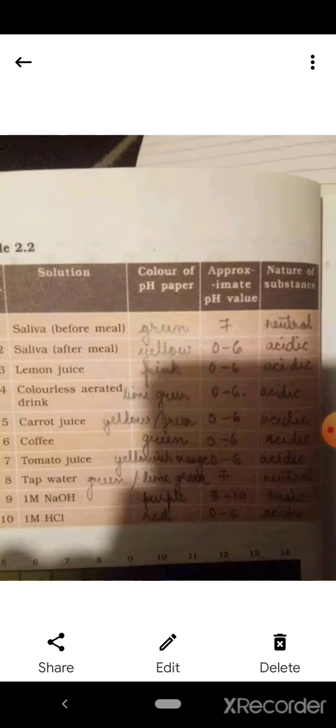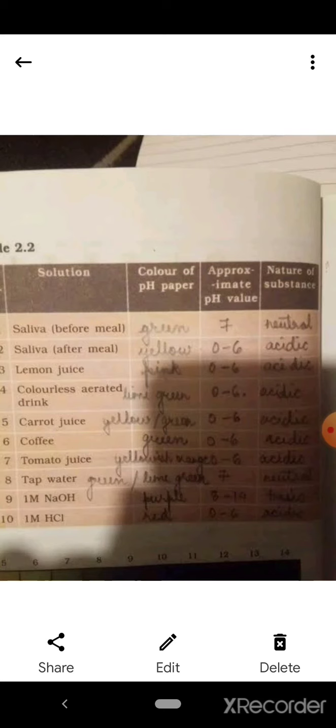While if we consider tomato juice, it shows yellowish orange color on pH paper. Its value is less than 7, that is, it lies between 0 to 6. So it is also acidic in nature. Now tap water, it shows green to lime green color. Its pH value is 7. We have written here neutral, but it is a little less than that of the neutral.